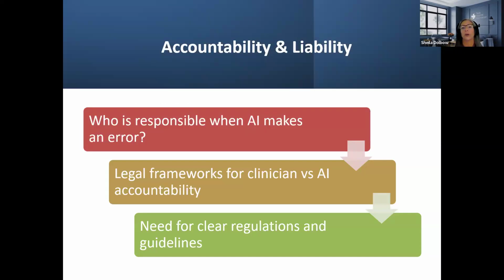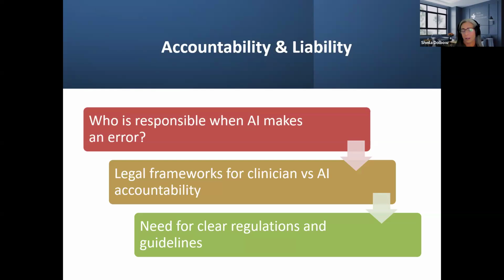Accountability and liability. Who is responsible when AI makes an error? At a recent conference I went to, one of the discussions on AI was really interesting in terms of a study that was done in which they found that the AI tools had actually done a more accurate job in diagnosing and developing treatment plans for the patient. And so, of course, this causes concern of, does that mean it's going to replace clinicians?